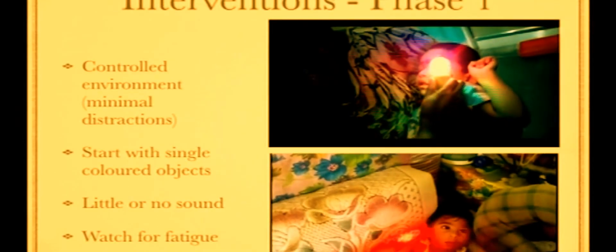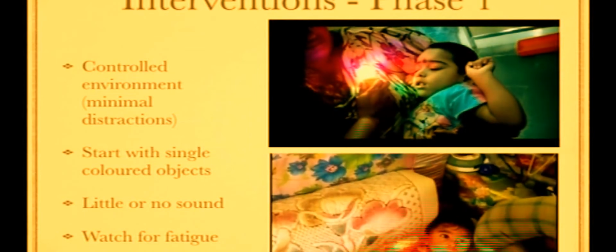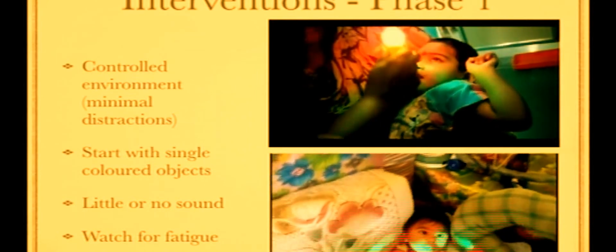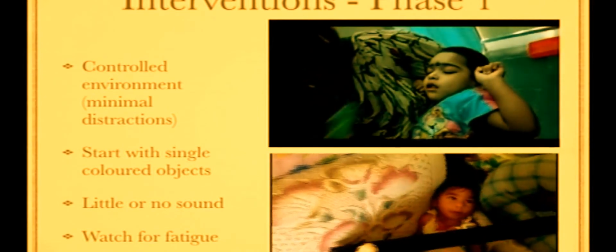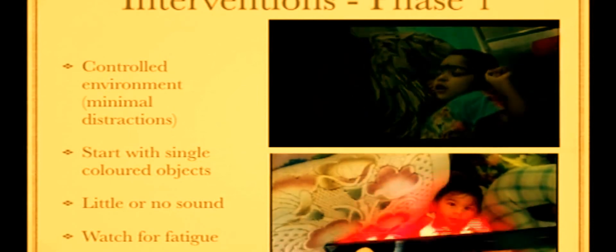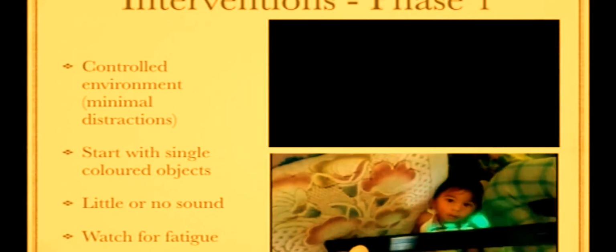And in the phase 1 category, what are the interventions that we give? The environment is very controlled with minimal distractions. You start with single colored objects and with little or no sound, and watch for fatigue. So this is how you do the vision therapy for such children who are in phase 1.